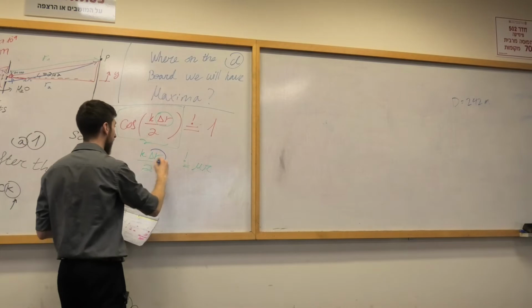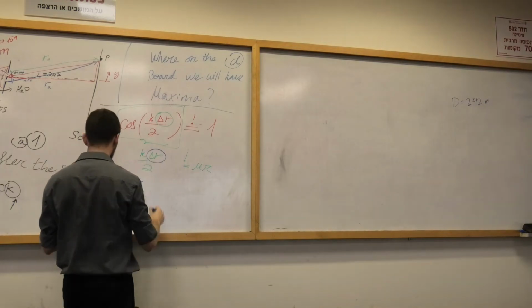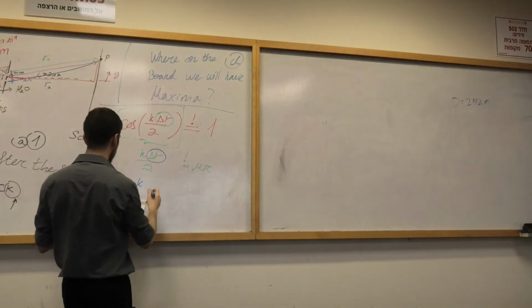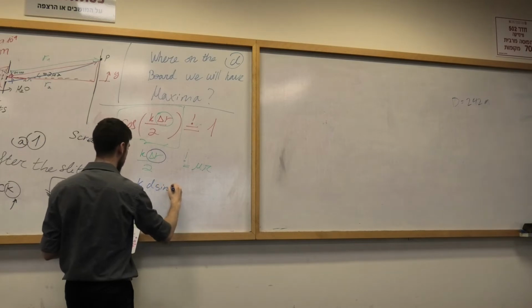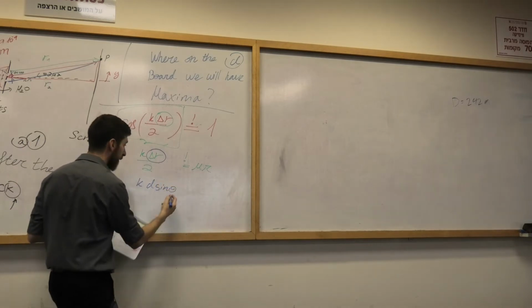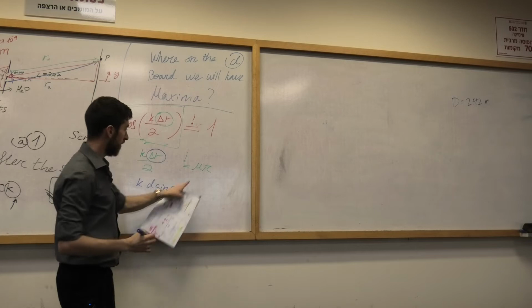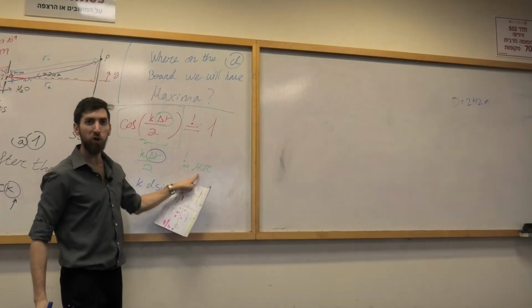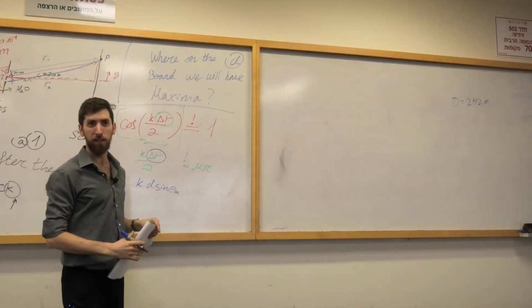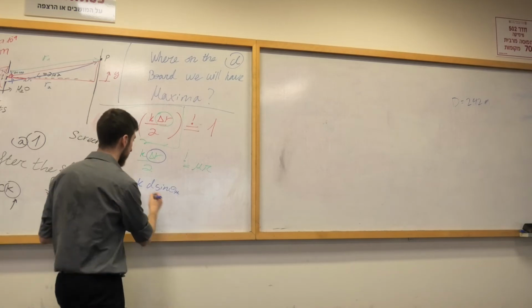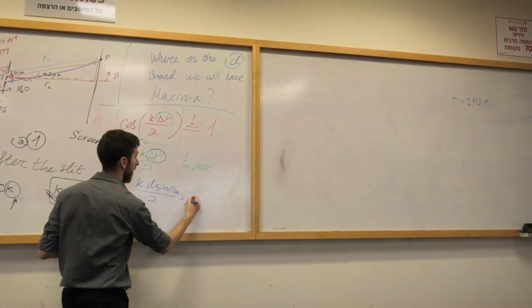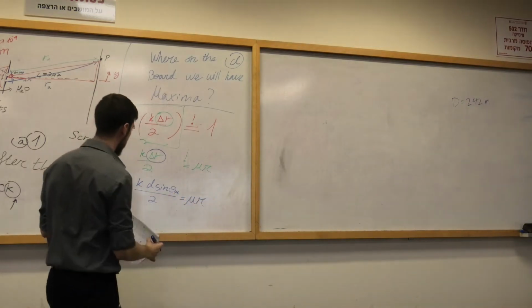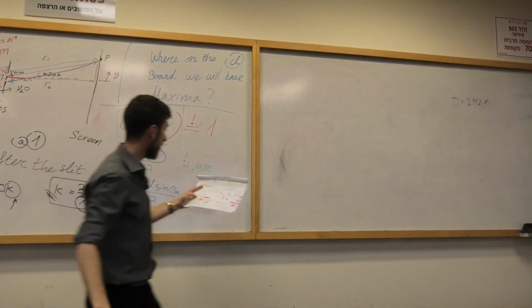And we know delta R, let's put it inside. k delta R is d sine theta, right? And this theta becomes a function of what? Of this m, which means we're going to have many thetas that are going to give us a maximum, right? Divided by 2, equal to m pi, right? Cool. I'm going to go to that side of the board.